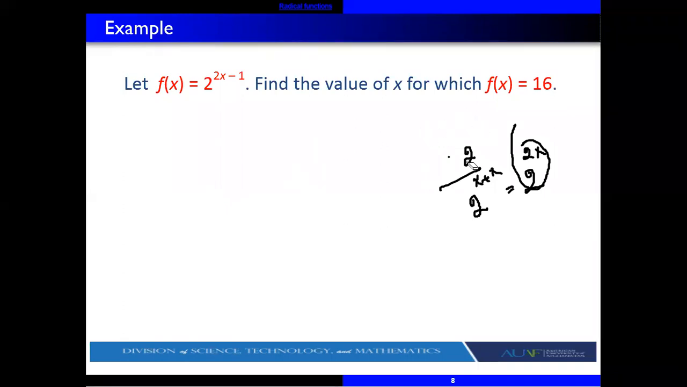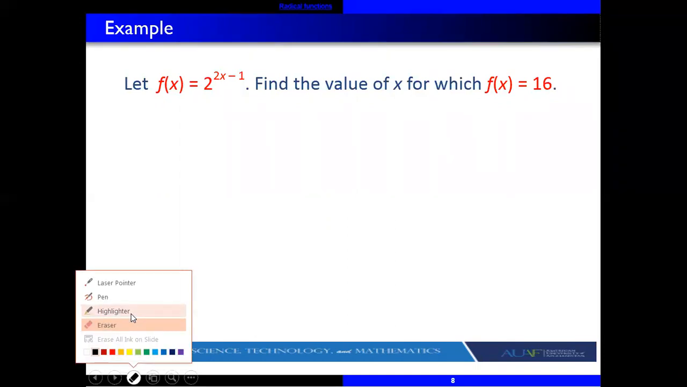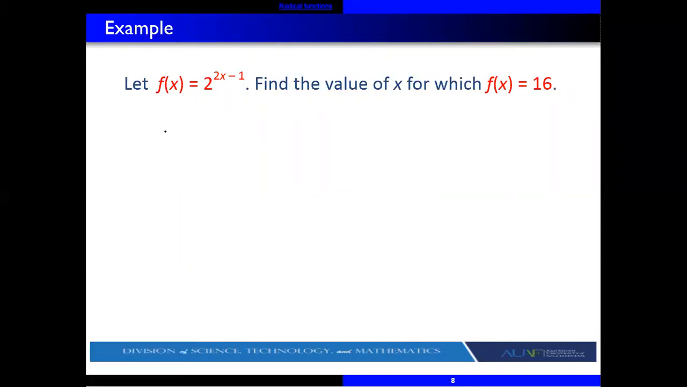Solving, finding the value of x from an exponential function. You can see function is given and function equal to f of x is equal to 2 power 2x minus 1. And we know that f of x is equal to 16. So how to find the value of x? Like f of x equal to 2 power 2x minus 1. And we also know that f of x is equal to what? f of x is equal to 16.